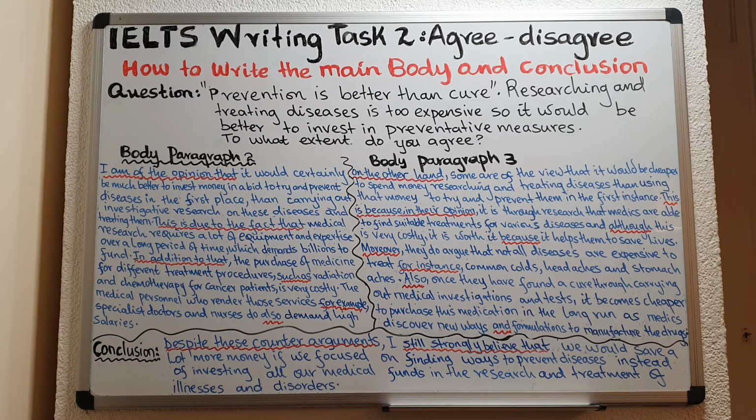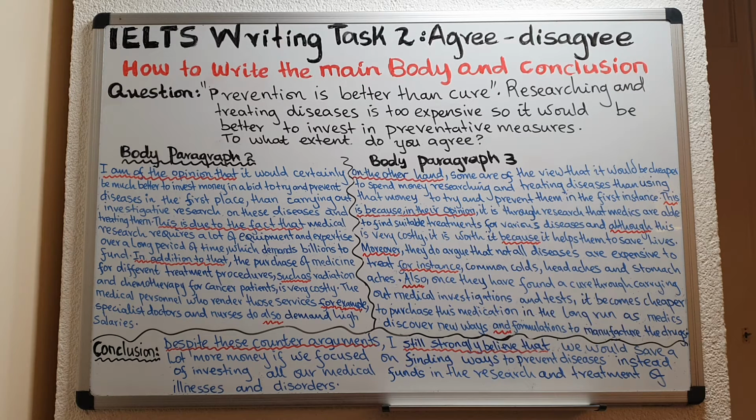Remember, your IELTS writing task should only have 4 paragraphs. You have 40 minutes. Write the introduction, then write body paragraph 2, body paragraph 3, and the conclusion. That's 4 paragraphs. So what should you put in body paragraph 2?